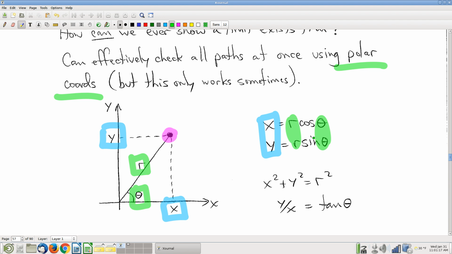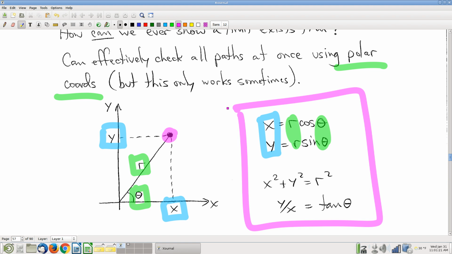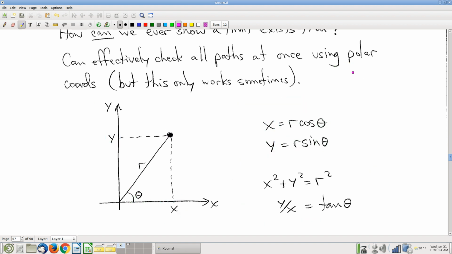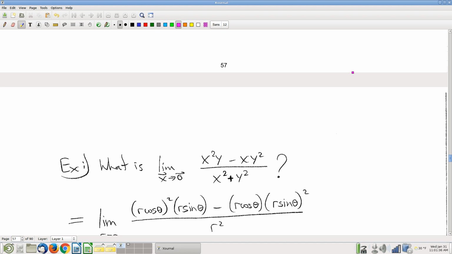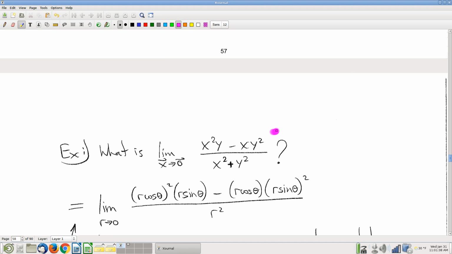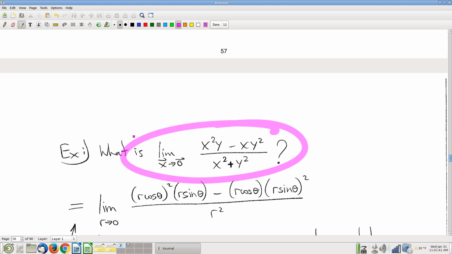But here's some, on the basis of that picture, here are some true facts relating polar coordinates and rectangular coordinates. And this is really all we need at this moment for polar coordinates to be able to make great use of it. And let me show you an example of how useful this can be for multivariable limits. Consider this multivariable limit right here. By the way, that's the one we got stumped on a couple pages back. We tried the straight line paths. We tried the quadratic paths. We kept getting the same answer of 0.